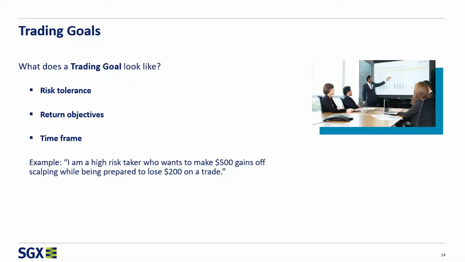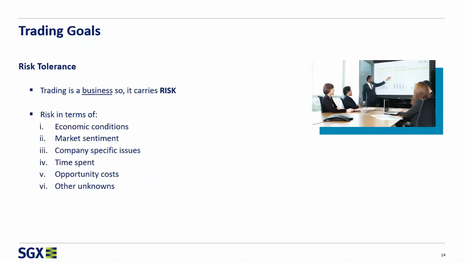So an example of a trading goal that we can tell ourselves is that I'm a high risk taker, right, who might want to make $500 off a trade while scalping in the time frame, and I'm prepared to lose about $200 on the trade. So that's my risk tolerance. I'm willing to risk $200 to make $500. Okay, so that's how it looks. Now we'll go into the individual parts.